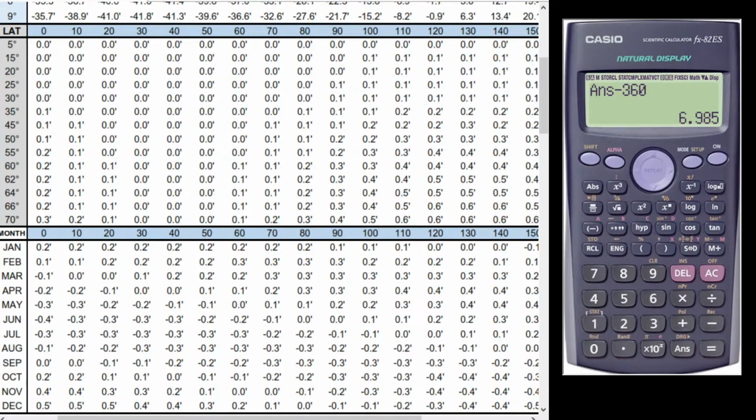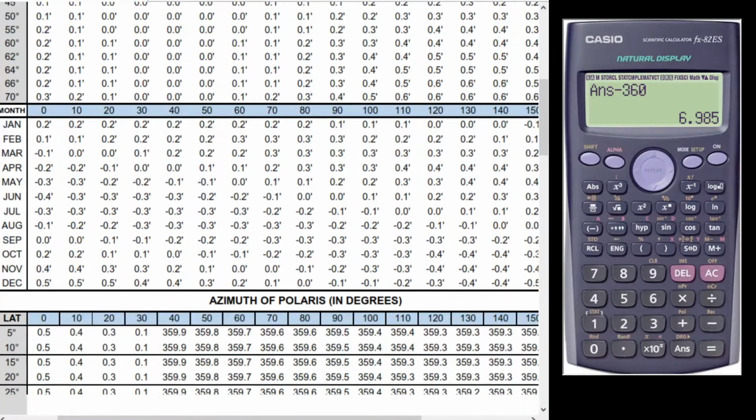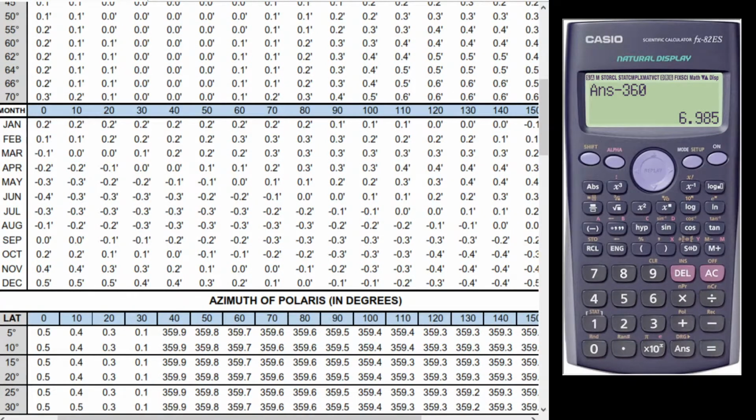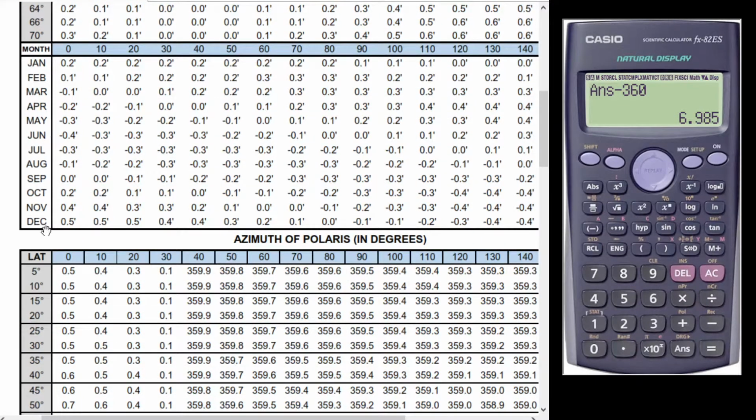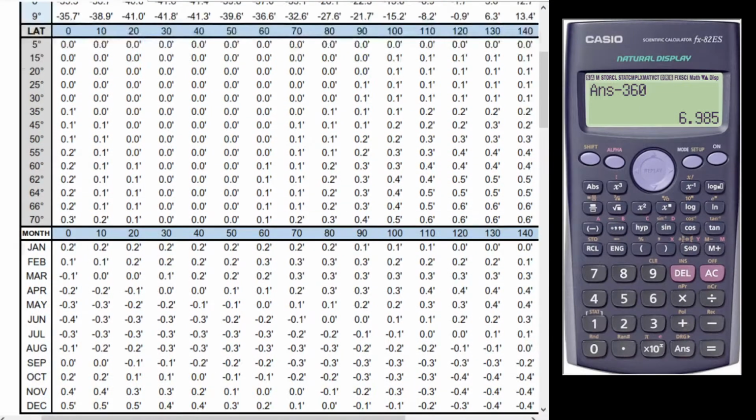Now, while we are still here on the same page, there is also one more thing that we can read out. On the bottom of the page, we have a special table for azimuth, and here we also enter with local hour angle, so we stay in the same column, 0, and our latitude was 20, so that means the true azimuth of Polaris in degrees is 0.5 degrees. Okay, so that is how you use these tables for Polaris.